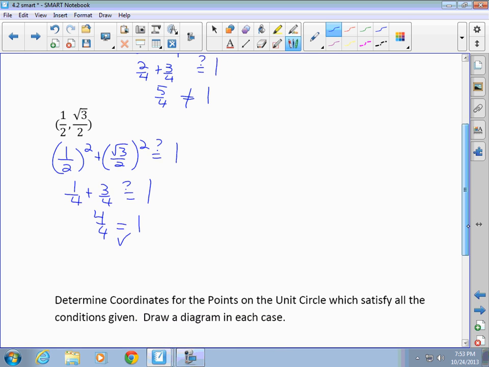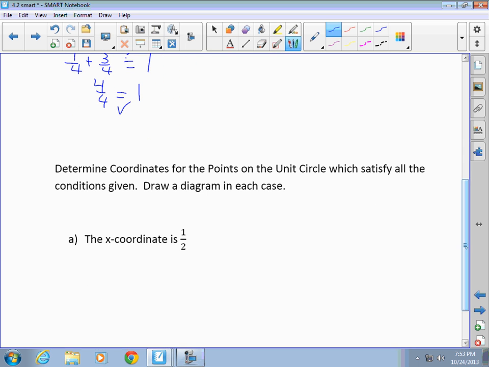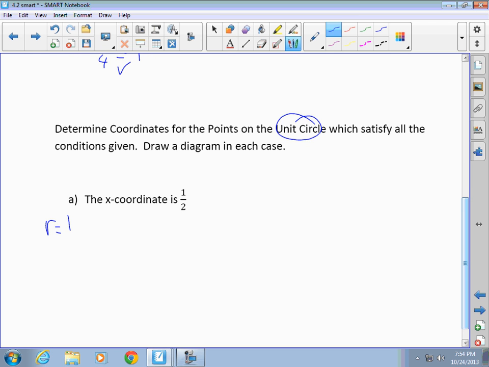Okay, next example says, determine the coordinates for the points on the unit circle which satisfy all the given conditions. Draw a diagram in each case. So they've given us some of the information for this. We have to find out the rest. We know this is on a unit circle, so that means that r is equal to 1. The x-coordinate is given to us. They want us to find the other coordinate, so we need to find y. Whenever you're doing these, it's always a good idea to list out your variables to see what you have and what you need to find. So my r, because they've told us it's a unit circle, is 1. My x is equal to 1/2, and my y value is what I'm trying to find out.